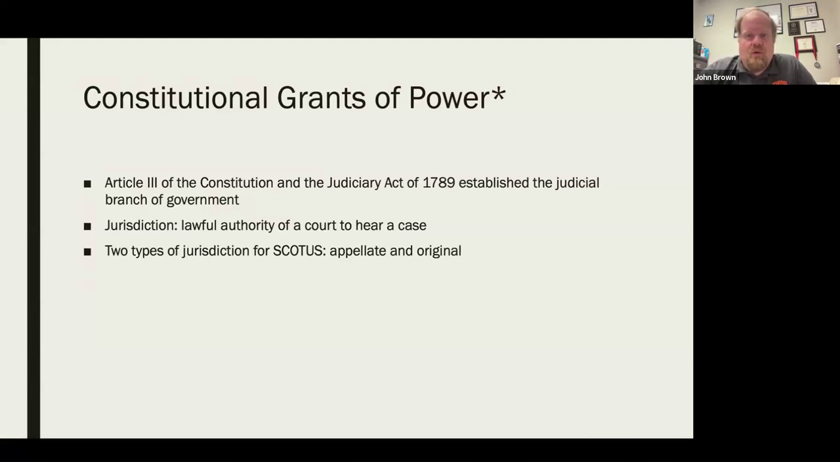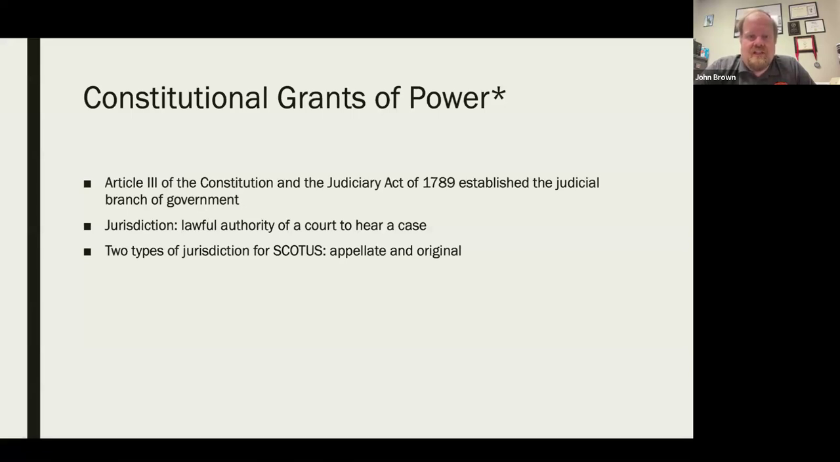All right. How do we have the court that we have? Well, Article 3 of the Constitution and the Judiciary Act of 1789 established the judicial branch of government. Famously, Alexander Hamilton said that the judicial branch was the least dangerous branch of government. As a result of that, probably the founders' belief that the courts were less likely than the other two branches to become oppressive, the Constitution is kind of vague on what the courts actually do. We do have a couple concepts I want you to know here.